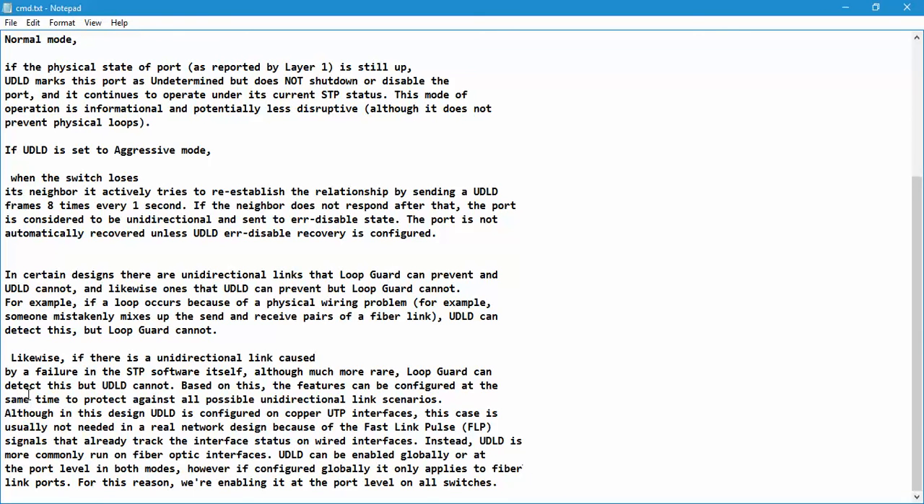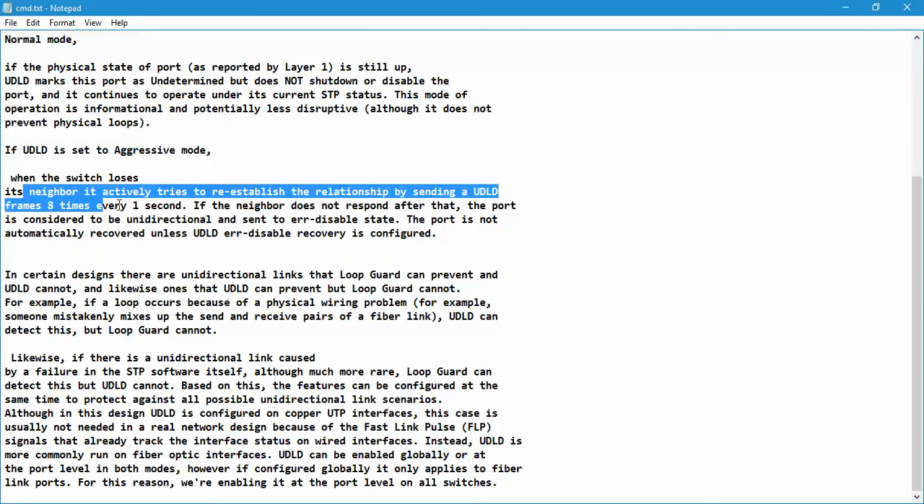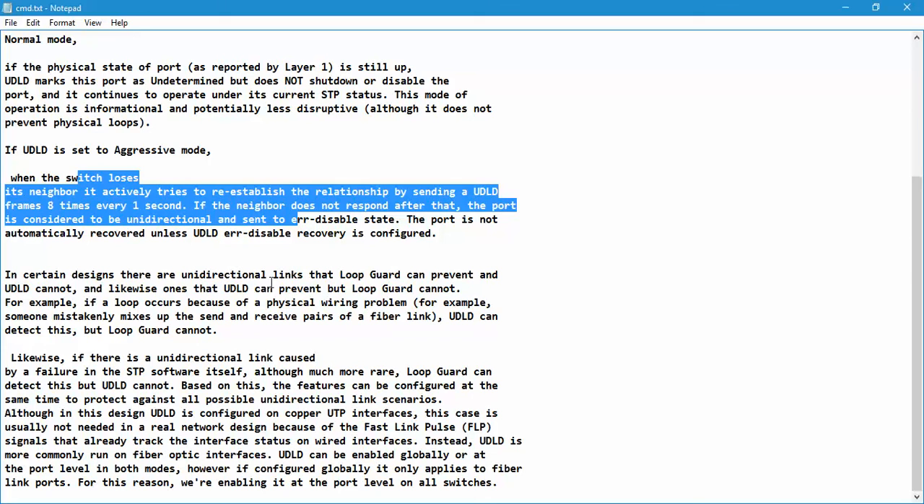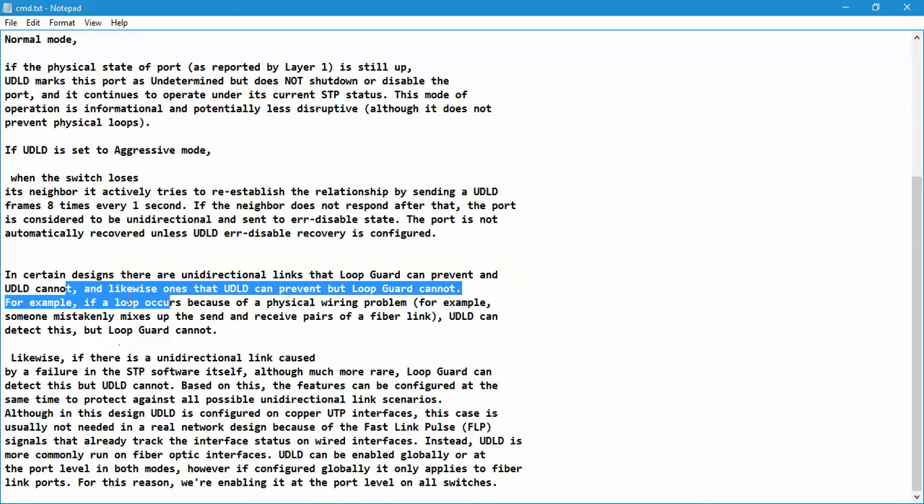زي ما قلت لك ملخصا، يبقى اليو دي ال دي واللوب جارد بيهتموا بحاجة واحدة، إن ما يحصلش يوني دايركشنال لينك وبورت تشتغل نتيجة خطأ ويحصل لي لوب في النتورك، توقف الدنيا. الموضوع ممكن يحصل فين؟ في كابلات الفايبر، في حالة جزء أو أحد البيرز بتاعة الفايبر حصل فيها مشكلة. واصلة معاك؟ بالنسبة لليو دي ال دي في النورمال مود، في الاجريسيف مود. النورمال مود إنفورميشنال، الاجريسيف مود بياخد أكشن وبيحول البورت للايرور ديسيبل ستيت.